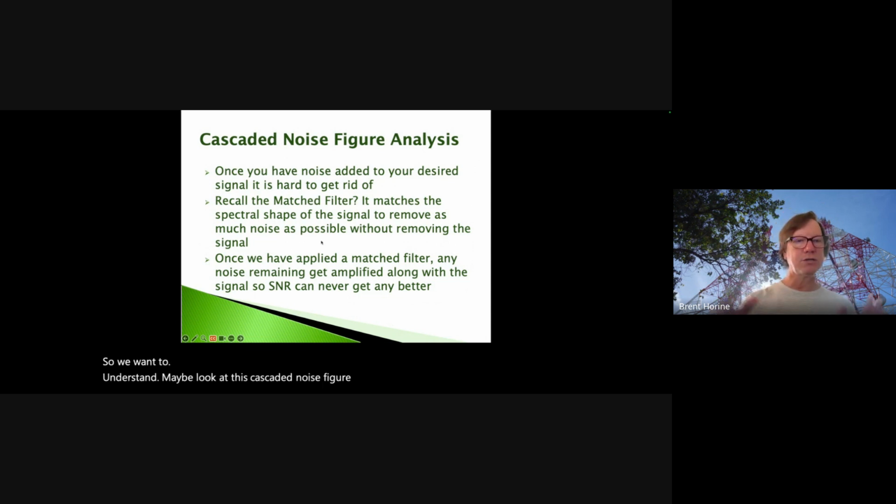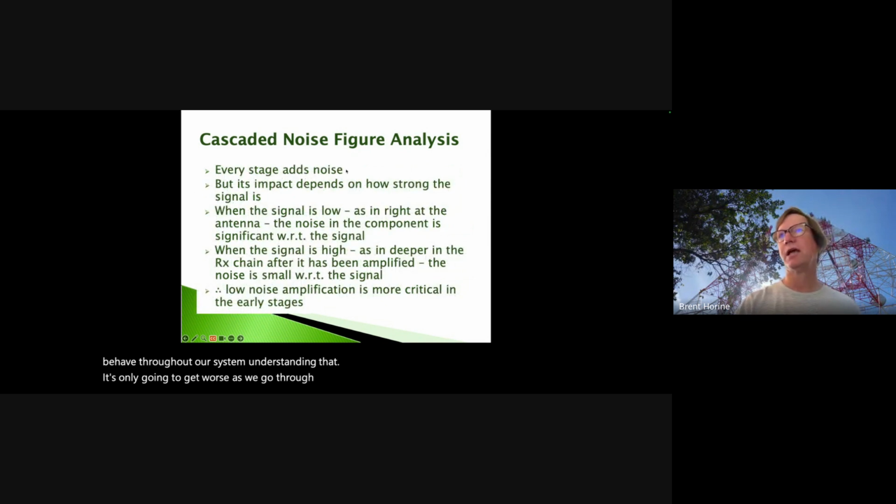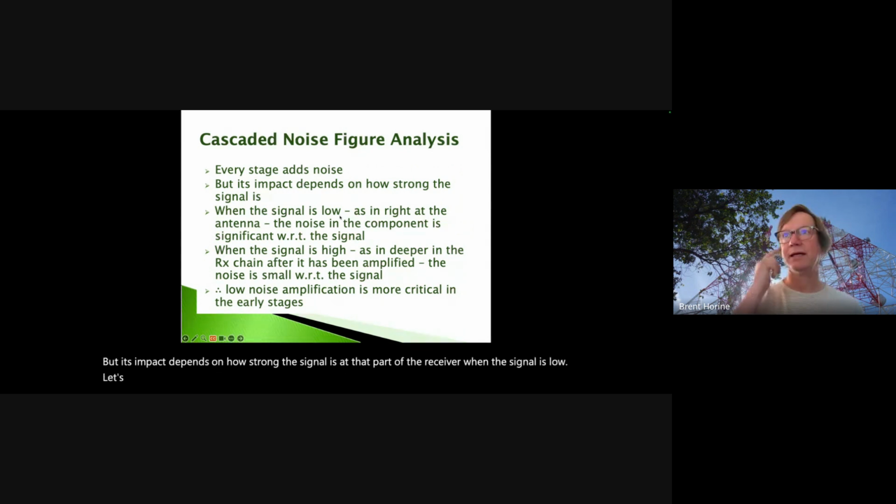So how does our noise performance behave throughout our system? Understanding that it's only going to get worse as we go through, right? So every stage adds a little bit of noise, but its impact depends on how strong the signal is at that part of the receiver. When the signal is low, let's say right at the antenna, we haven't amplified it yet, right? The noise in the component is significant with respect to the signal, right?